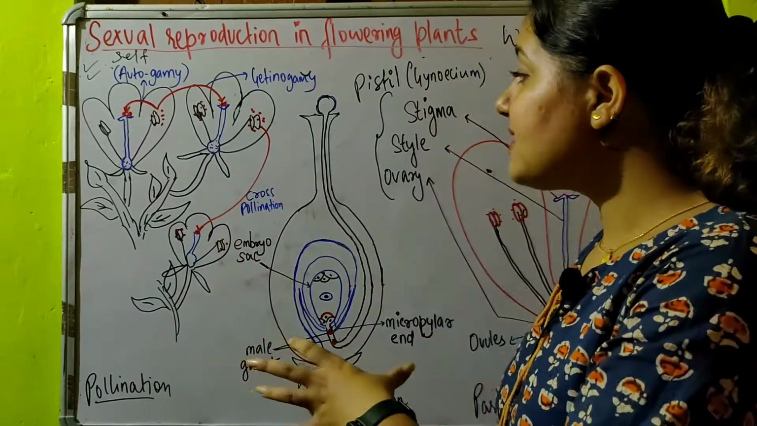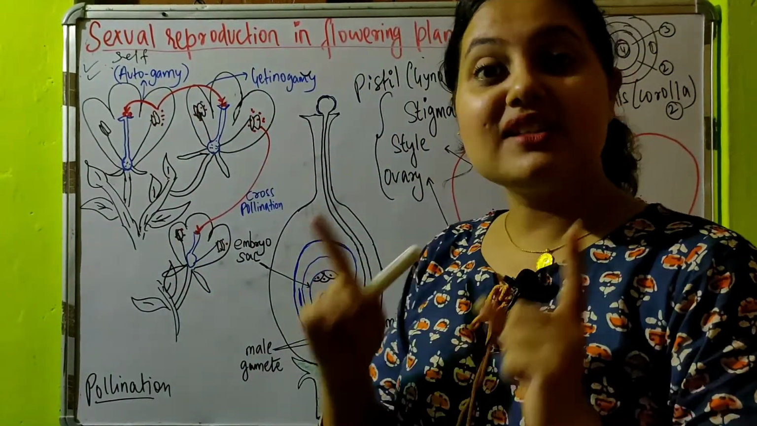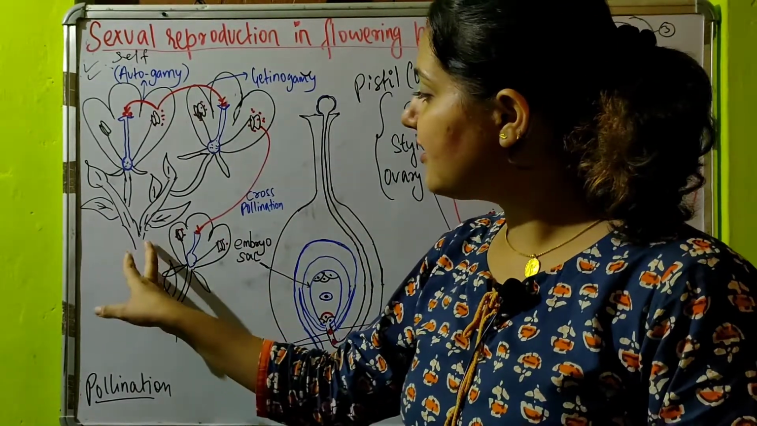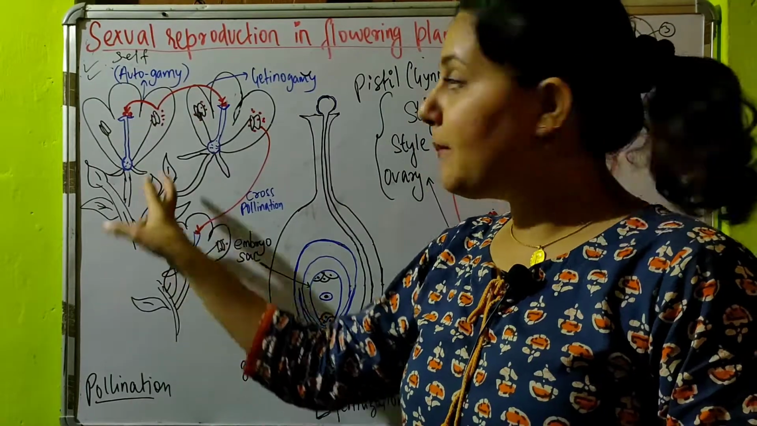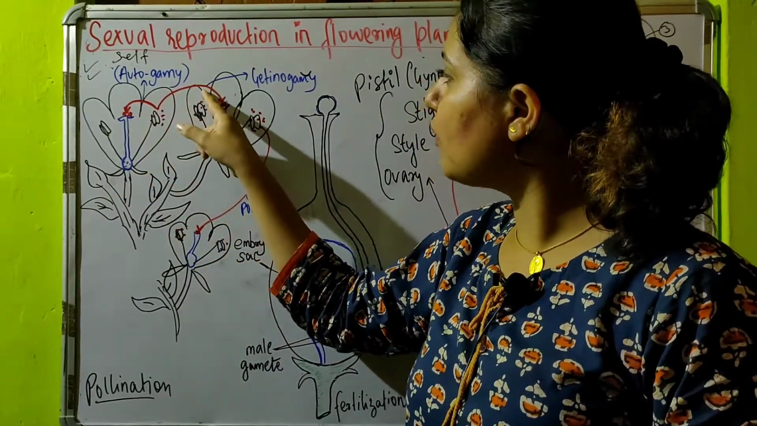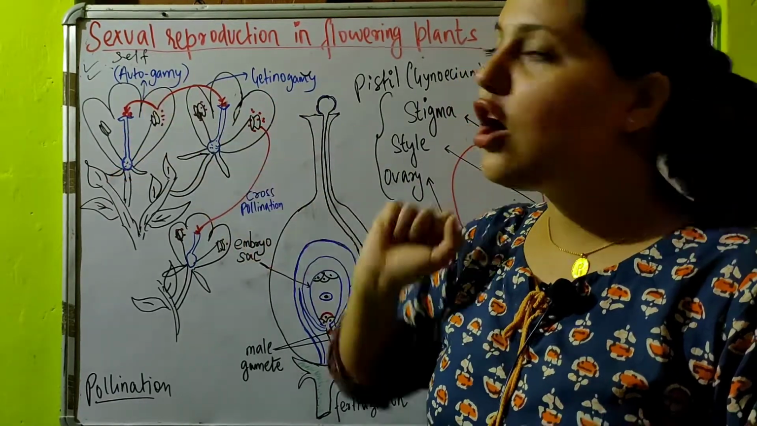Here what is happening? The flowers are two different flowers but of the same plant. This is geitonogamy. You see that the tree is same but the flowers are two different. This arrow with the red line is geitonogamy, and from here to here this is autogamy.